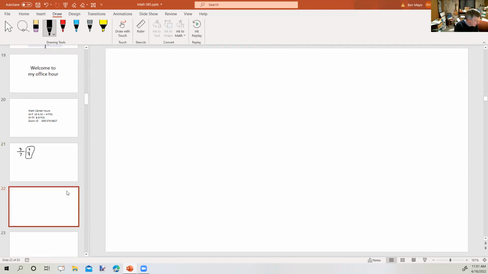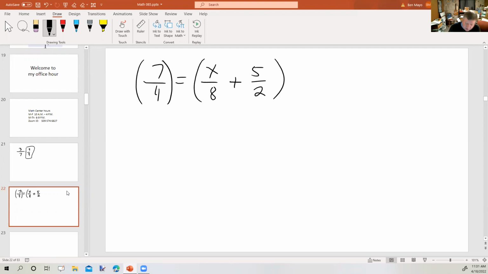Let's say we have an equation like this. 7/4 equals x over 8 plus 5/2. We can multiply both sides of an equation by the same non-zero number as well. If we in fact choose a special number to multiply by, nice things happen. That special number is the least common denominator of all the little denominators. So what have we got? We've got a 4 and an 8 and a 2. So the least common denominator of 4, 8, and 2 is 8. Are we okay with that?